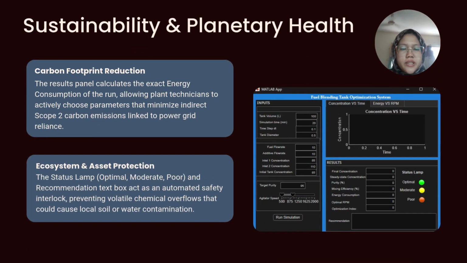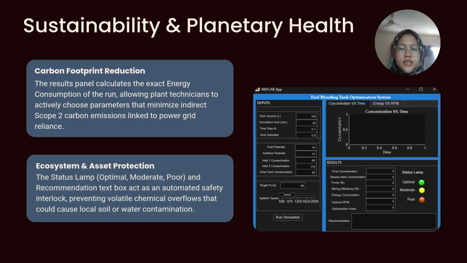Thirdly, this operational mitigation leads to a direct carbon footprint reduction. The result panel provides a transparent, real-time output of total cumulative energy consumption. This allows plant technicians to audit operations dynamically and prioritize set points that reduce indirect Scope 2 carbon emissions associated with heavy grid reliance. Finally, the dashboard integrates automated ecosystem and asset protection.